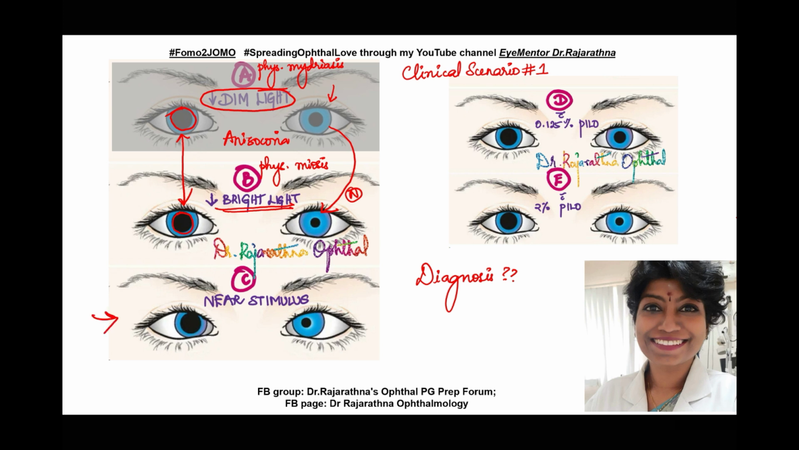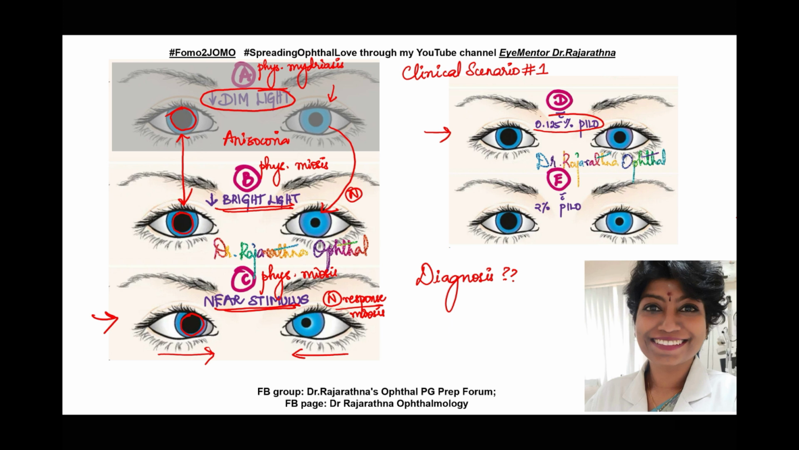Now, image C is near stimulus. That means we are checking the near reflex, where again I expect a bilateral physiological miosis. So again, I realize that the right eye has not changed at all. The pupil has not changed in size, whereas the left eye, there is a normal response, which is miosis. And can you see the convergence of both the eyes, part of the accommodation triad? All right. Now I move on to D.